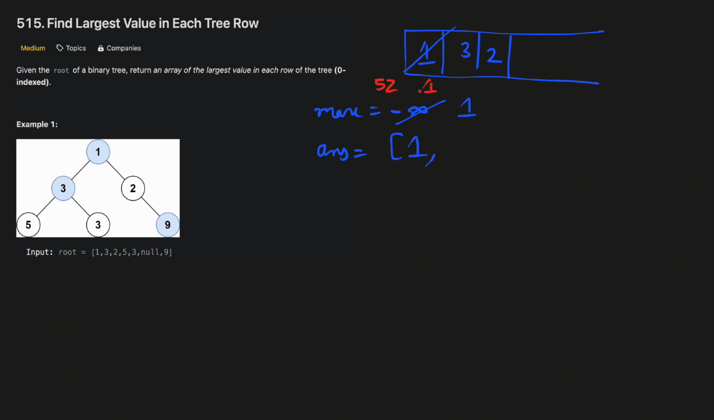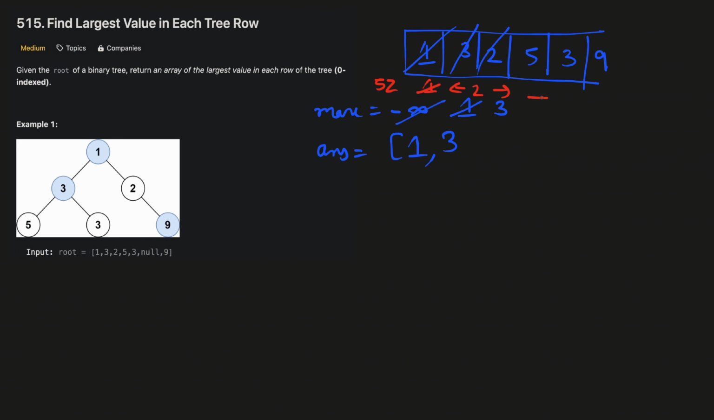Then for the next level, queue size becomes 2. That means we have to now process two nodes at this level. And again we set maximum value to minus infinity. Now we dequeue 3 and we can see that 3 is more than negative infinity. So we will set the maximum value to 3 and enqueue its children 5 and 3 to the queue. Then we dequeue 2 and 2 is less than 3. So our maximum value remains 3 and we enqueue its child 9 to the queue. And now we are done with this level as well. So we add the maximum value of this level to our answer and continue to the next level.